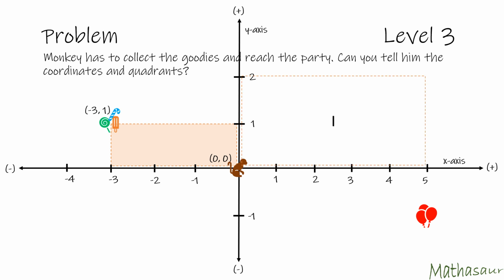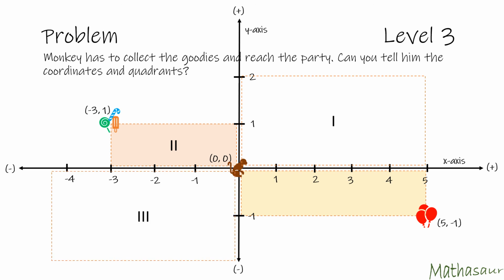Now the question is also asking which quadrant the goodies are lying in. Recall that the quadrant on the right up is the first quadrant. We move anti-clockwise to number the quadrants. So the quadrant on the left up is the second quadrant. Alright, let us figure out the position of the party. Now let us draw a rectangle from the position of the party onto the x and y axis. Now the rectangle is touching 5 units on the x-axis and -1 unit on the y-axis. So the coordinates of the party are 5, -1.